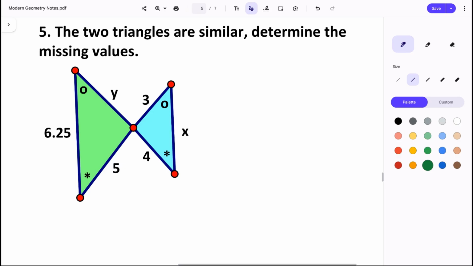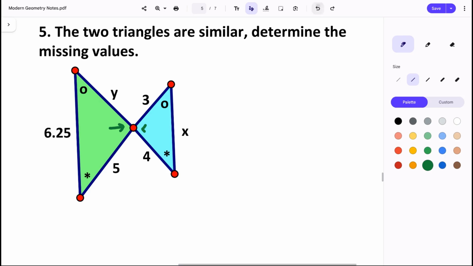All right, I'd like to talk about these here. Do they provide you guys with a similarity statement this time? No. What do they give you, though, that maybe will be helpful? What are those marking? The angles, okay? So like the O's, the little stars, that's telling you that those angles match. What do you guys know about these angles here? They're vertical, which means they should be congruent. They should be the same as well, okay?